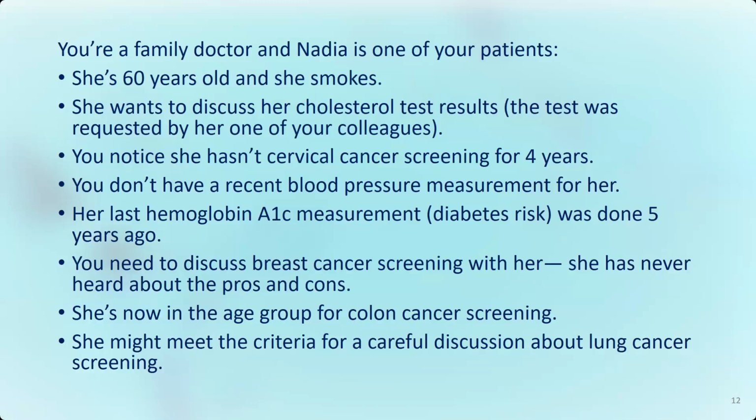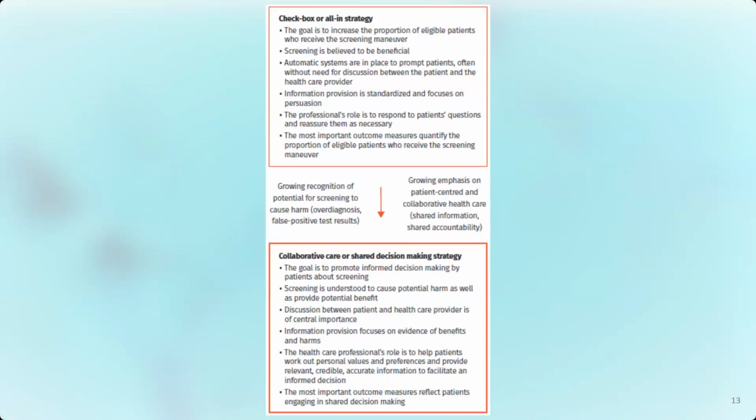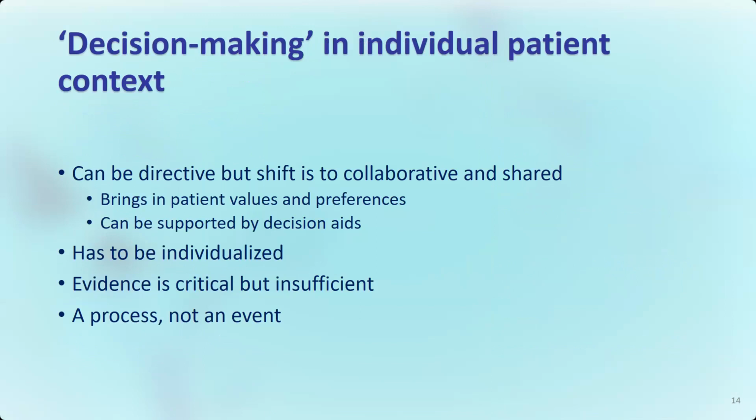What bothers her the most. So I hope you see that what we have now when it comes to patient care, whether it's to do with screening and preventive care or more generally, it's about collaboration, it's about shared decision making, and that means it's about values and preferences. But it has to be individualized. So evidence is critical, but it's insufficient to give you a starting place. And decision making in this context is not a discrete thing that happens on one office visit.